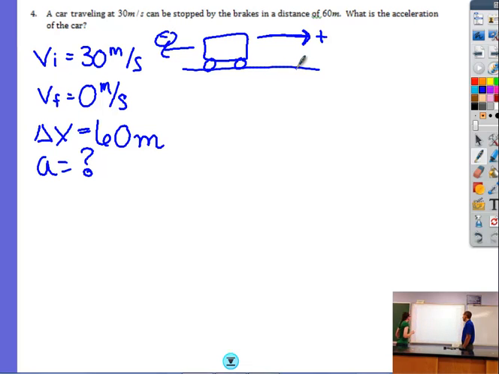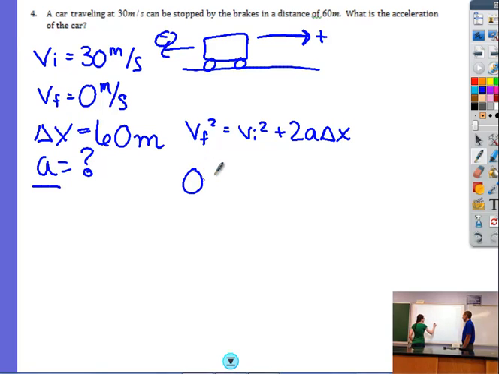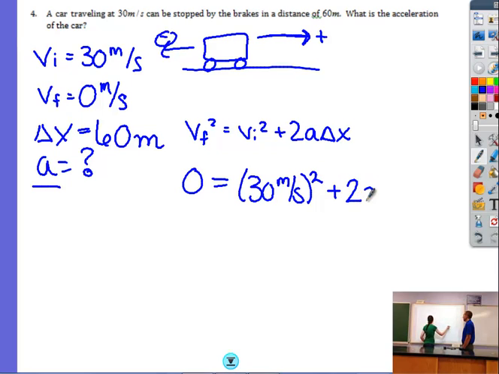When I look at my variables here, the first thing that pops out to me is I don't have a time. When I don't have a time, the only equation I can really use is equation 3, the third equation, which says final velocity squared equals initial velocity squared plus twice the acceleration times the displacement. All right, let's see if we can plug in now. So 0 meters per second squared is 0, equals initial, 30 meters per second quantity squared. Make sure you get that squared, otherwise it's going to be goofed, plus 2 times a, which we don't know, and delta x is 60 meters.